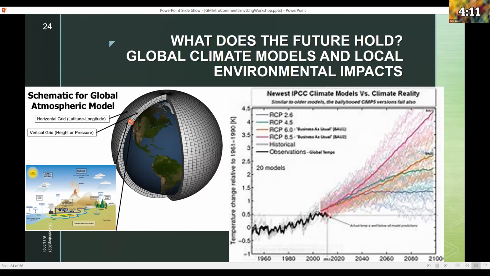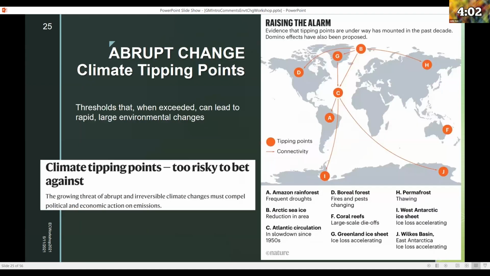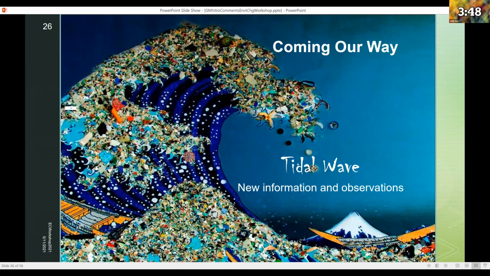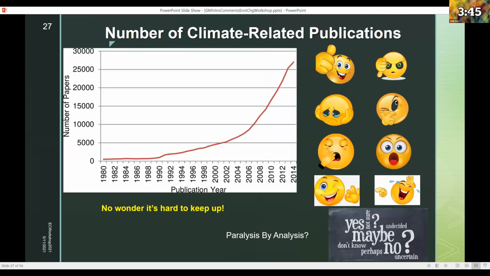With global change, we've got climate models and local environmental impacts that are difficult to assess, but one thing is certain, there's a lot of uncertainty in the future. And we can't forget about abrupt change or the potential for climate tipping points to bring about rapid and large environmental change with very little notice. Also coming our way is a real tidal wave of new information and observations. Here's a graph just showing the number of climate-related publications over time. And you can see that it's really hard to try to keep up on what's going on and figure out what's good or bad. And there's a danger that we could get caught up in paralysis by analysis.